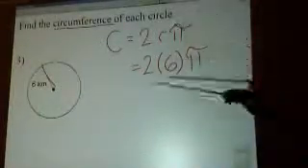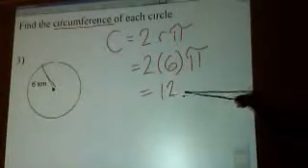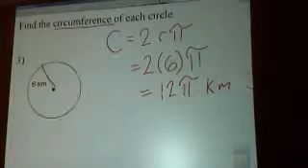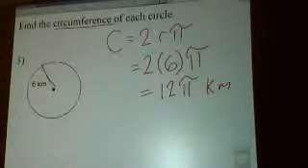So, the radius is 6. So go ahead and pop 6 in your equation, and we get 2 times 6 is 12. And go ahead and leave your answer as 12 pi kilometers. Okay, you guys can do the multiplication on your own if you feel like it.